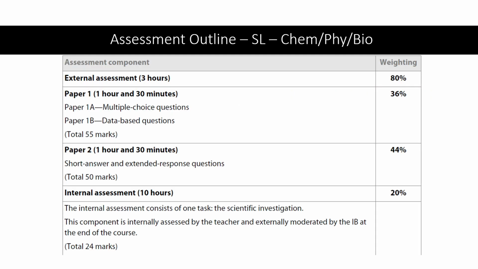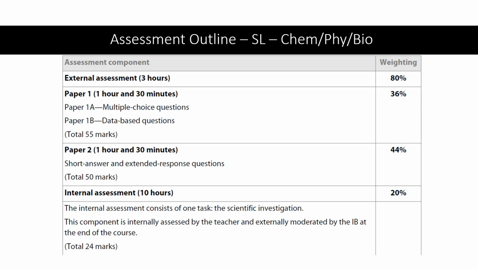What you have in front of you is an assessment outline for standard level, whether it be chem, physics, or bio. You have on the right column the weightage of the components. So you see that 80% is externally assessed through 3 hours of rigorous examination. And you also have a 20% worth internal assessment, which is your scientific investigation. So your teacher is going to moderate this internal assessment, and of course IB will verify whatever the teacher and you have been doing.